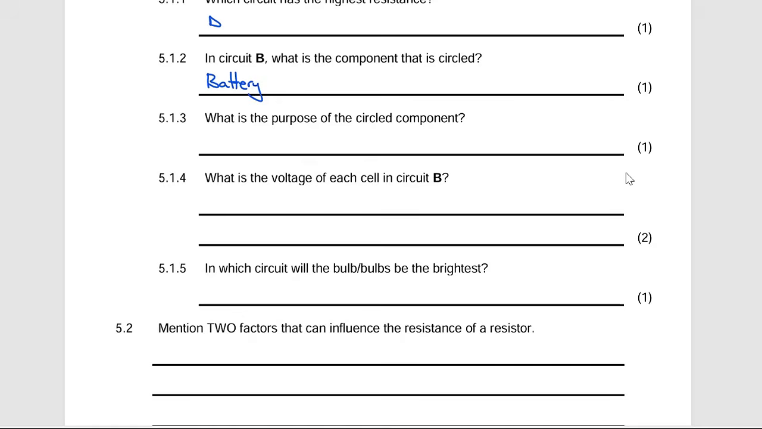It supplies electrical energy, right? So I can say it is a source of electrical energy. So it's our power source, basically. Then we proceed to 5.1.4.